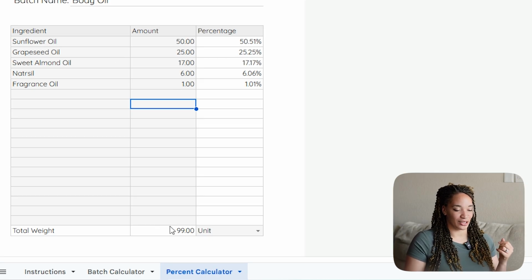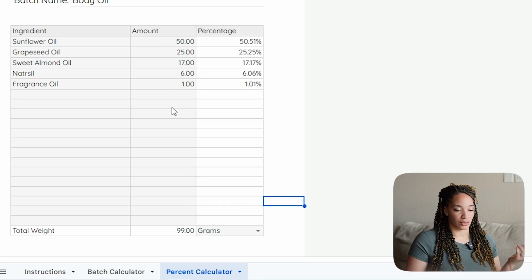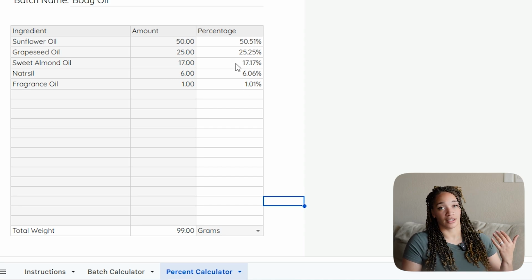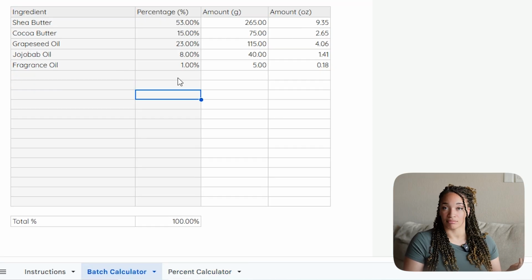And then down here, you'll see how many of whatever unit you're using there are. So I'm going to say that this was for grams. So this recipe equals 99 grams, and now I have the percentages. So if I want to scale that up later, I can go over to the batch calculator and put those percentages in.